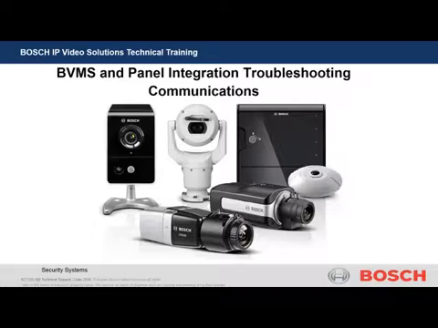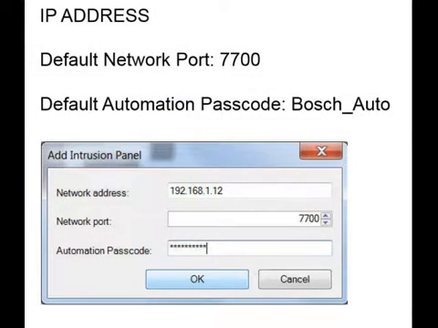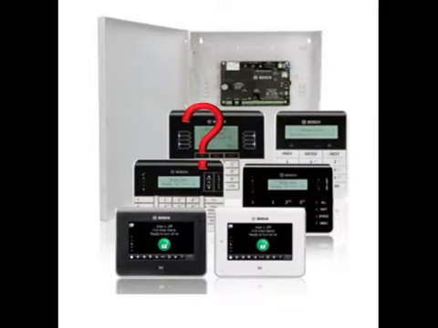BVMS, Troubleshooting Intrusion Panel Communications. If attempts to establish communications between BVMS and any panel via their default settings fail, you must validate the automation and communication settings in your intrusion panel.